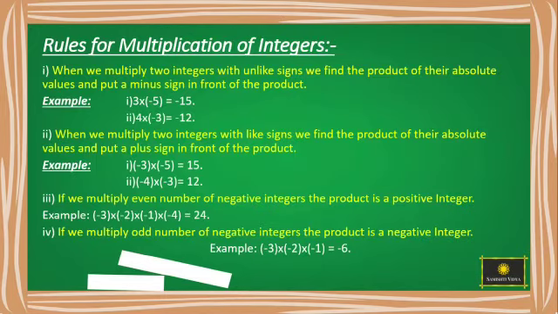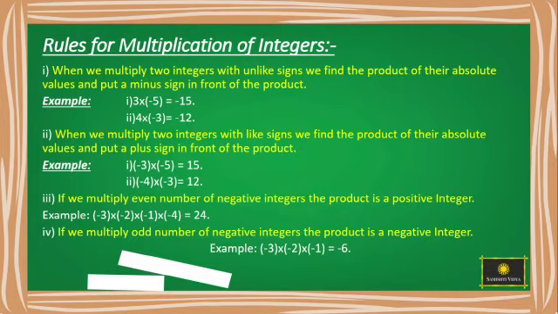Now let's see rules for multiplication of integers. When we multiply two integers with unlike signs, we find the product of their absolute values and put a minus sign in front of the product.